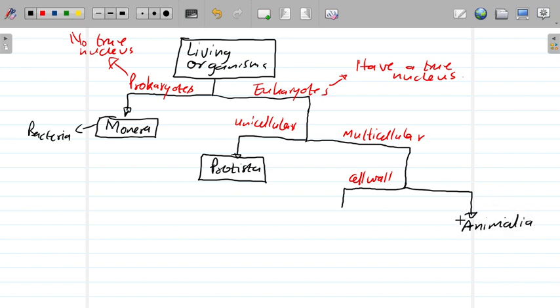Remember, we are human beings. We are under the kingdom Animalia. Do we have a cell wall? No. Our cells do not have a cell wall, and we are multicellular beings. So we are under the kingdom Animalia, similar to all other animals. Right. So let me put it here. The characteristic is that there's no cell wall. Great. So what about the ones that have a cell wall?